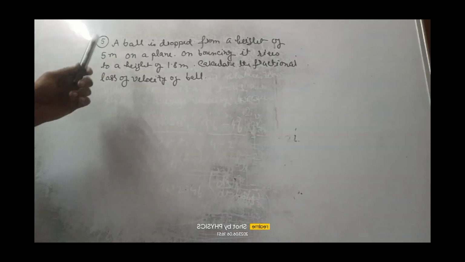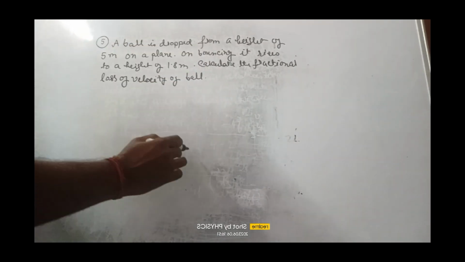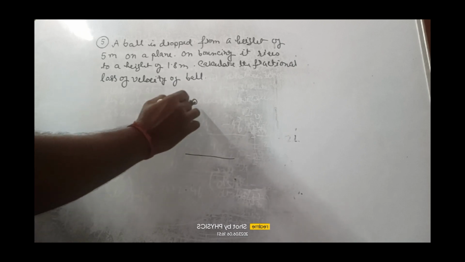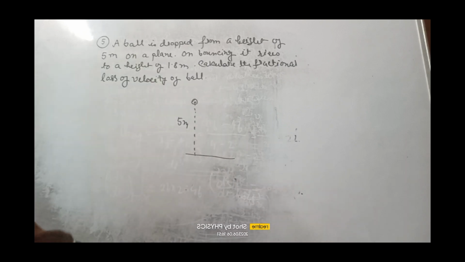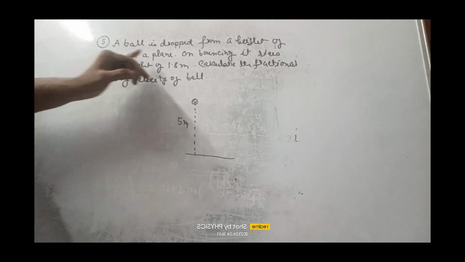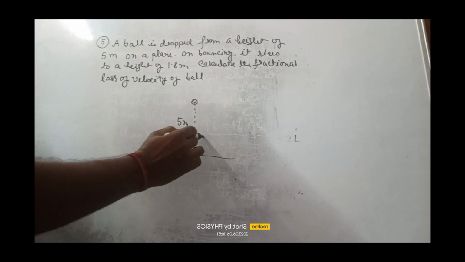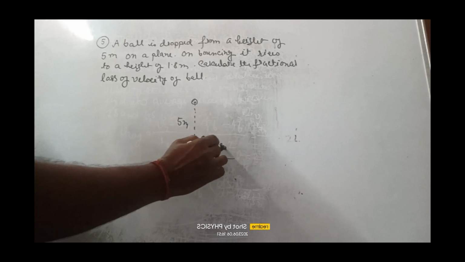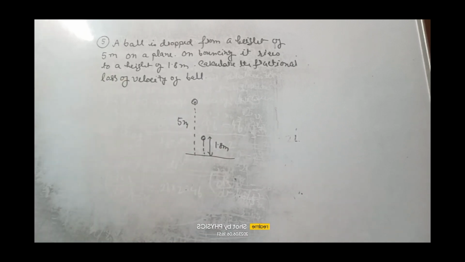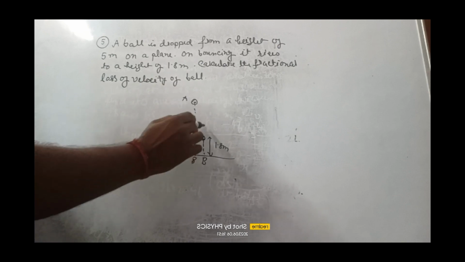Now our fifth problem: a ball is dropped from a height of 5 meters. Let us draw it. A ball is dropped from a height of 5 meters on a plane. On bouncing, it rises to a height of 1.8 meter. Calculate the fractional loss of velocity. Here it is released from A to B, and from B it rises to C.